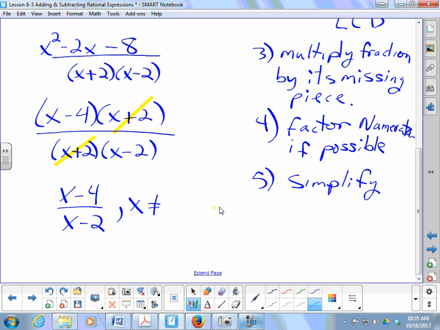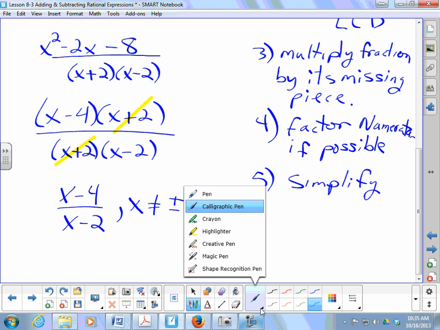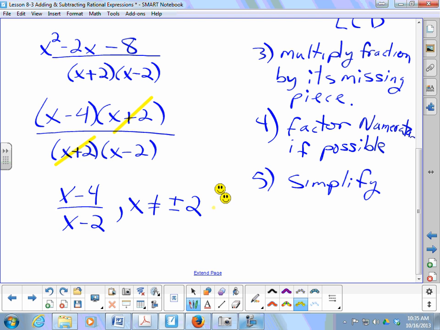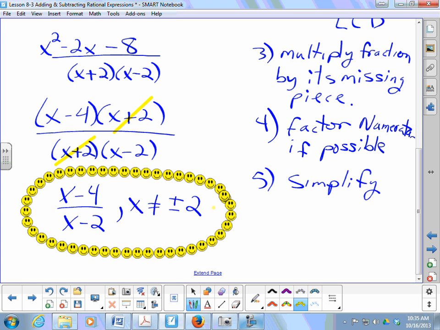What makes the denominator equal to 0? Remember, we have to go back to the beginning and look at our factors from the beginning. Our factors at the beginning were x plus 2 and x minus 2, right? So that means it cannot equal plus or minus 2. Remember, we're going back all the way to the beginning.